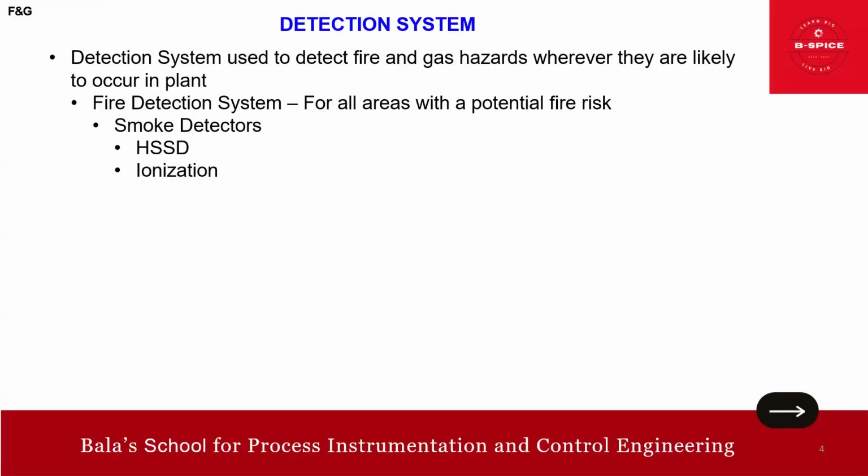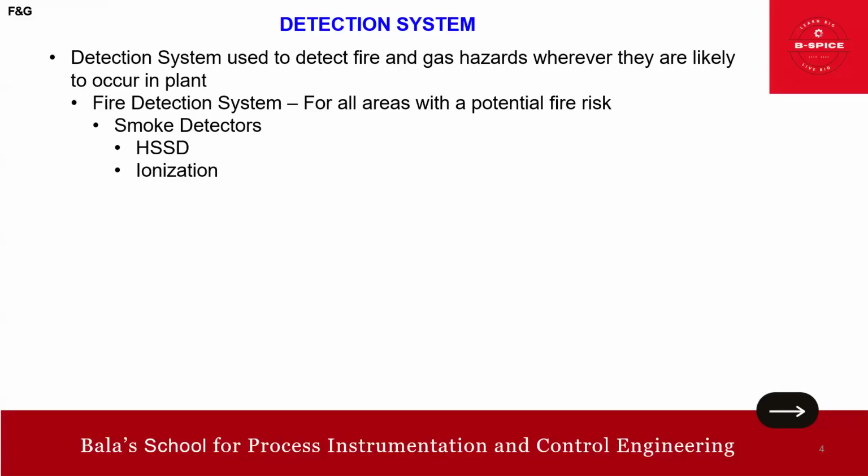This radioactive material ionizes the air, creating a flow of ions between the plates. Then when smoke enters the detector, it disturbs this flow of ions, that is charged particles between the plates, thereby reducing the current and triggering the alarm. So that is how it works actually.